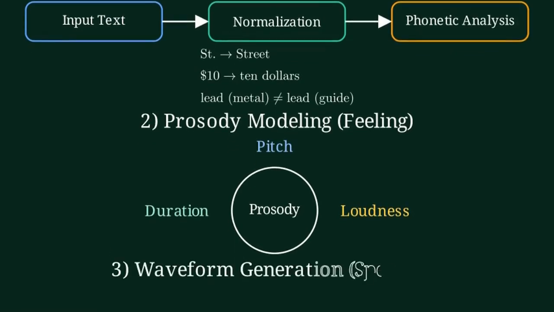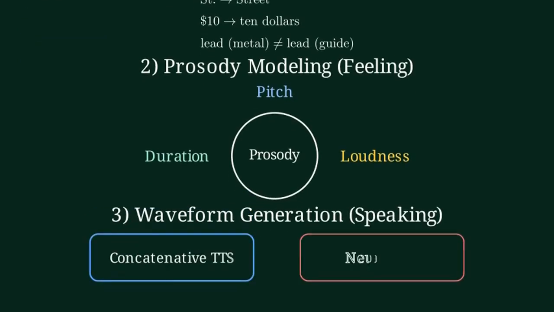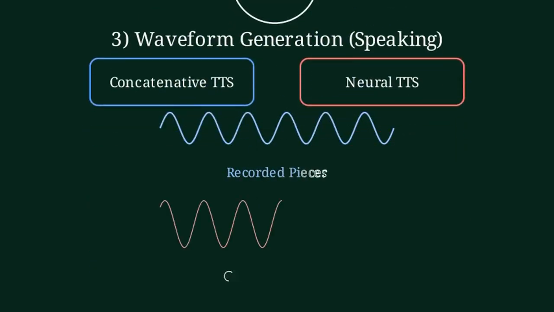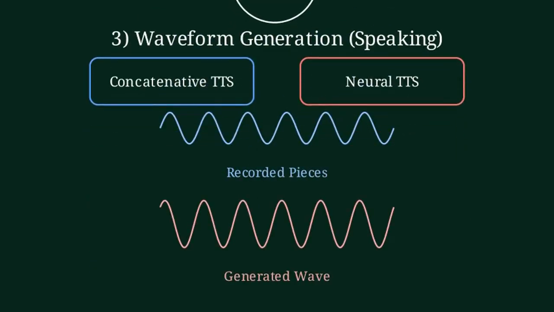Step 3 is waveform generation, the speaking part. There are two main methods: concatenative text-to-speech and neural text-to-speech. Concatenative systems glue recorded pieces of human speech. Neural systems like WaveNet and Tacotron generate the wave from scratch using deep learning. Concatenative uses a big database of recorded speech. Neural TTS learns from thousands of hours of audio and creates smooth, natural speech.